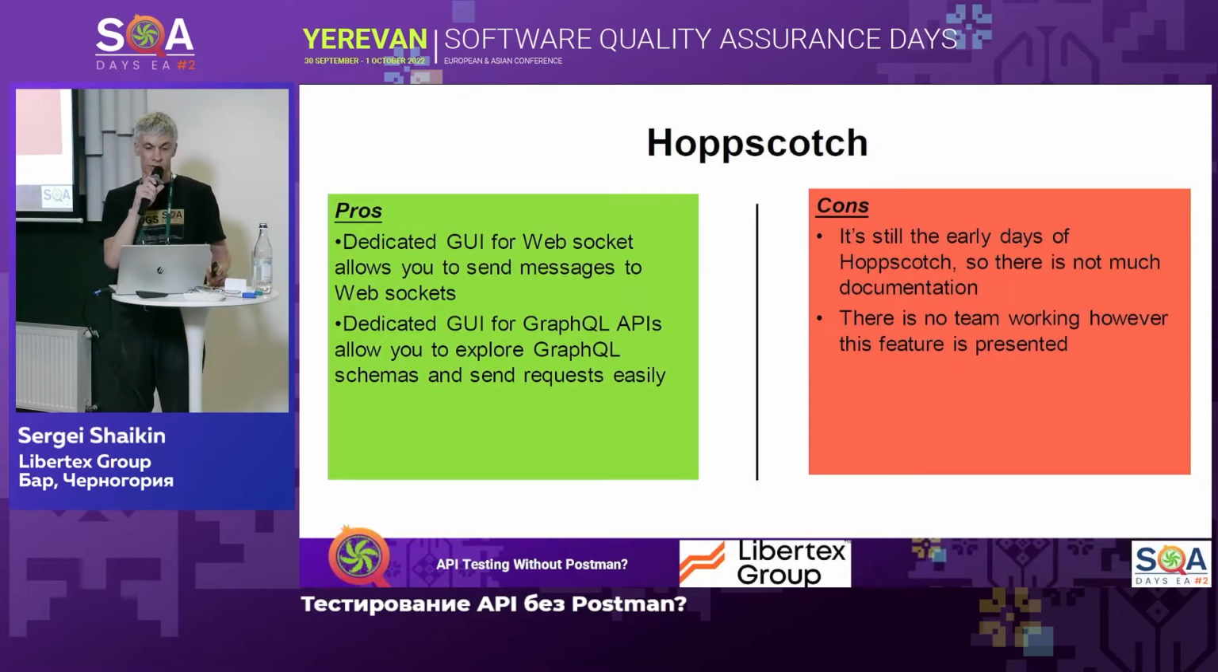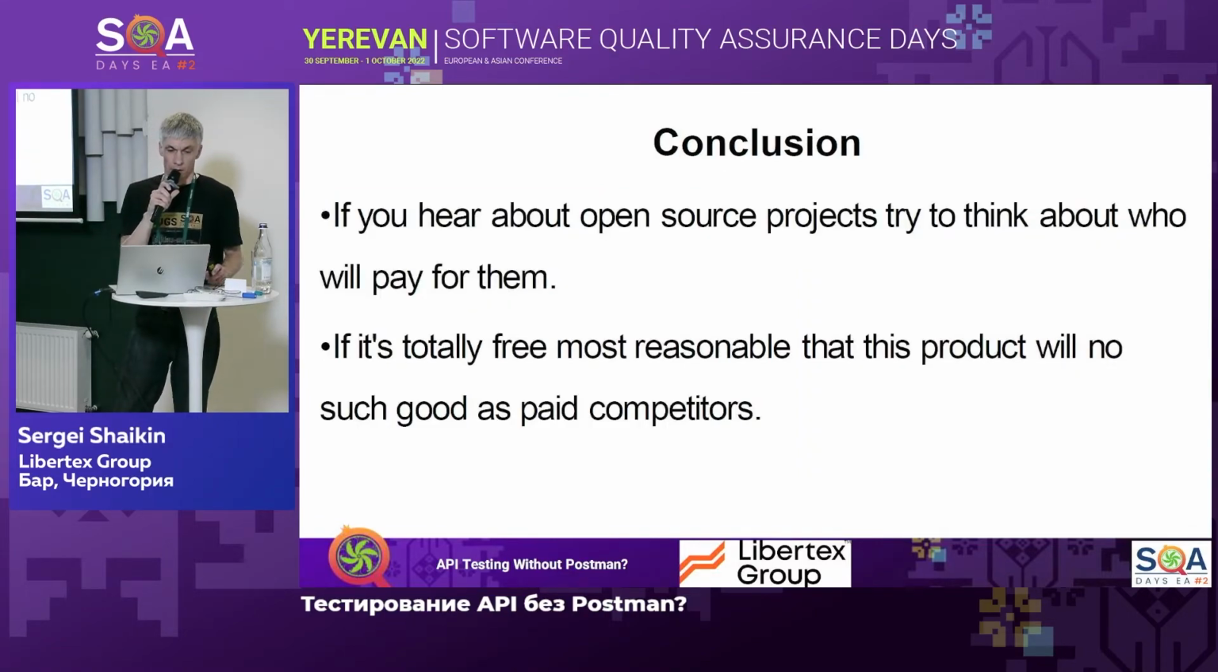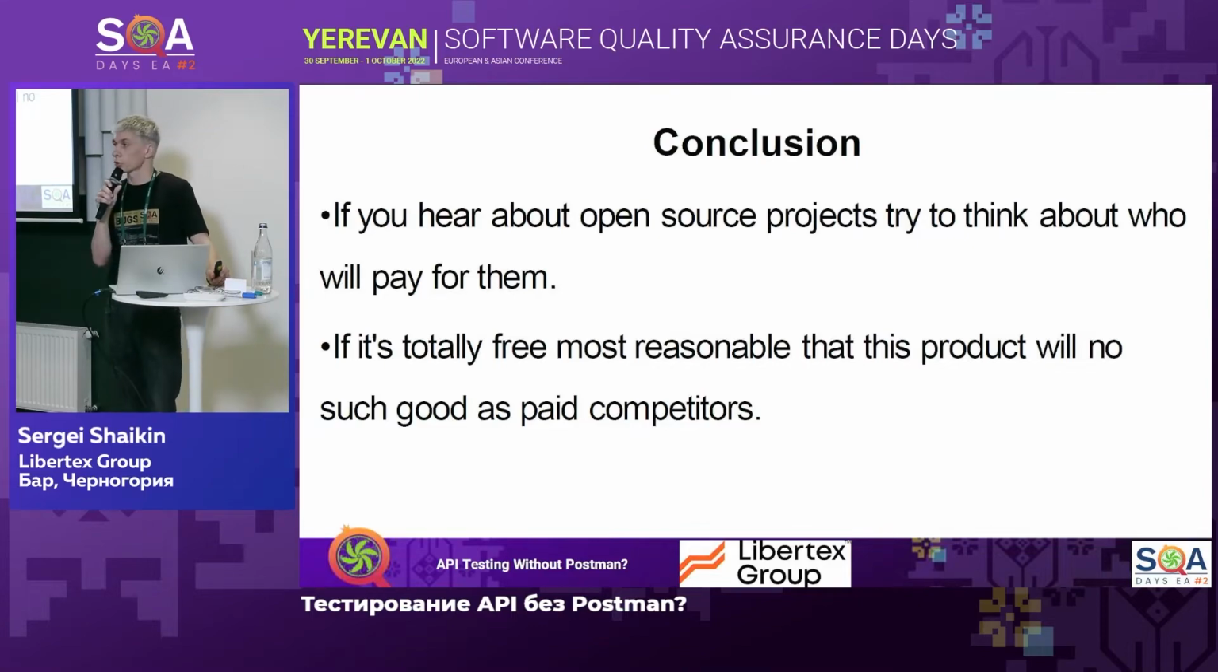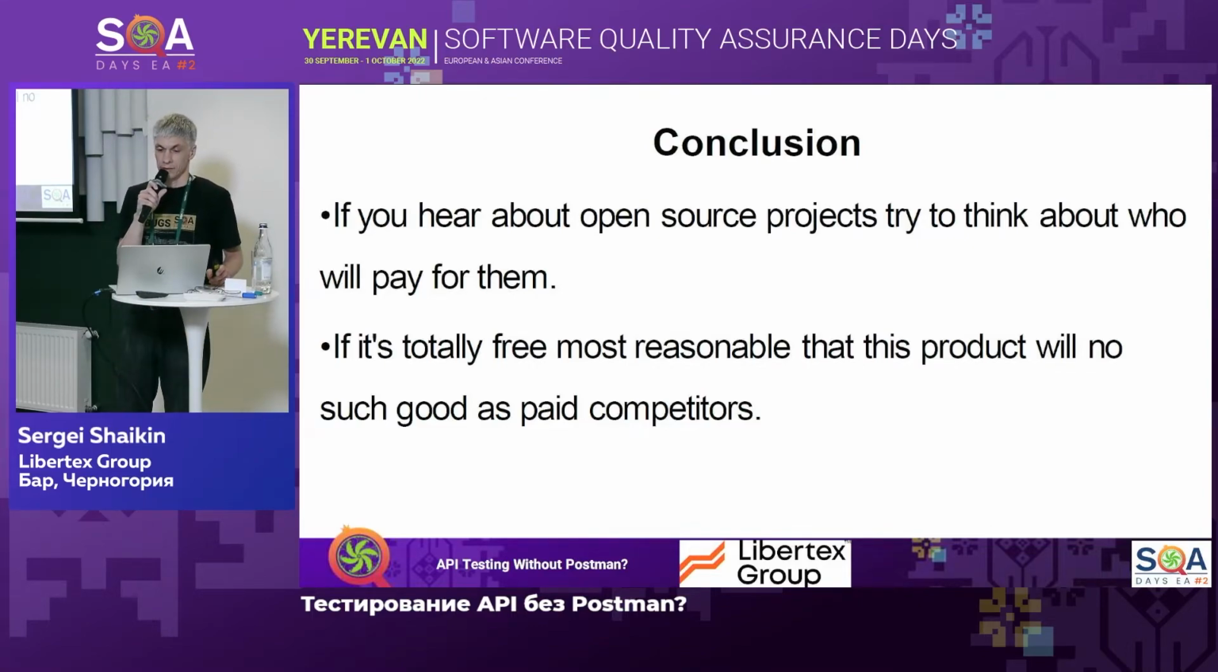These are the pros and cons of Hoppscotch. Graphic user interface like Postman, but it's still not working for team players. If you hear about an open source project, try to think about who will pay for it. If it's totally free, most likely this product will not be as good as a paid version like Postman. That's my conclusion.